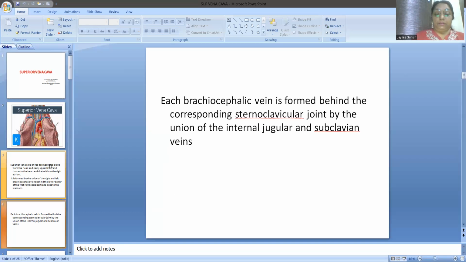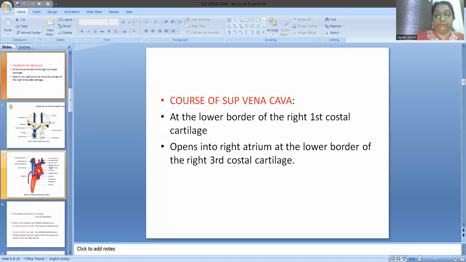Now we will see how the brachiocephalic vein is formed. The brachiocephalic vein is formed behind the sternoclavicular joint by the union of the internal jugular vein and the subclavian vein. So the superior vena cava is formed by the two brachiocephalic veins, and each brachiocephalic vein is formed by the internal jugular vein and subclavian vein on the two sides.